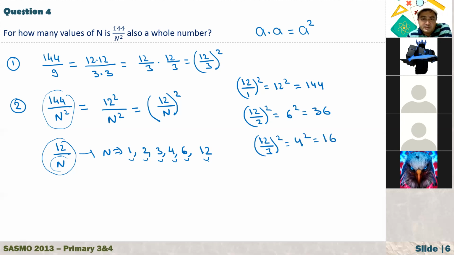Also, you can check other numbers. But if you substitute any other number different from these numbers, this 144 over n squared will not be a whole number. So how many values of n? Our answer is 6 values of n make that thing a whole number.